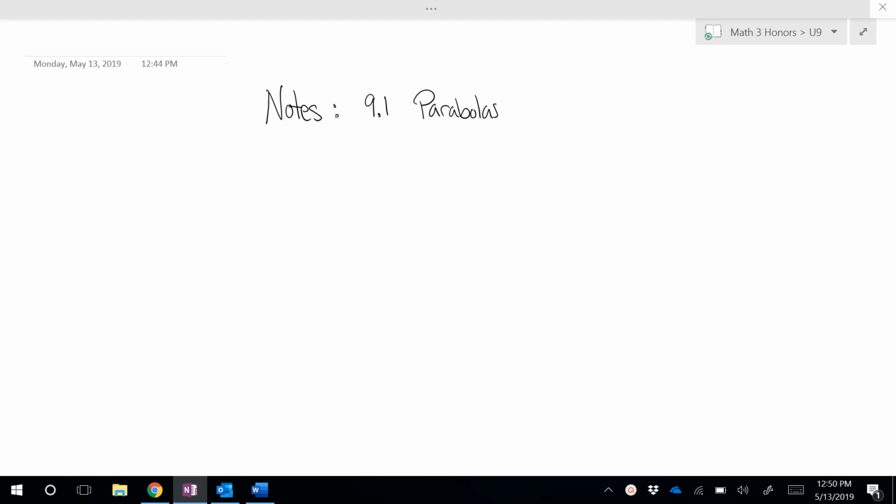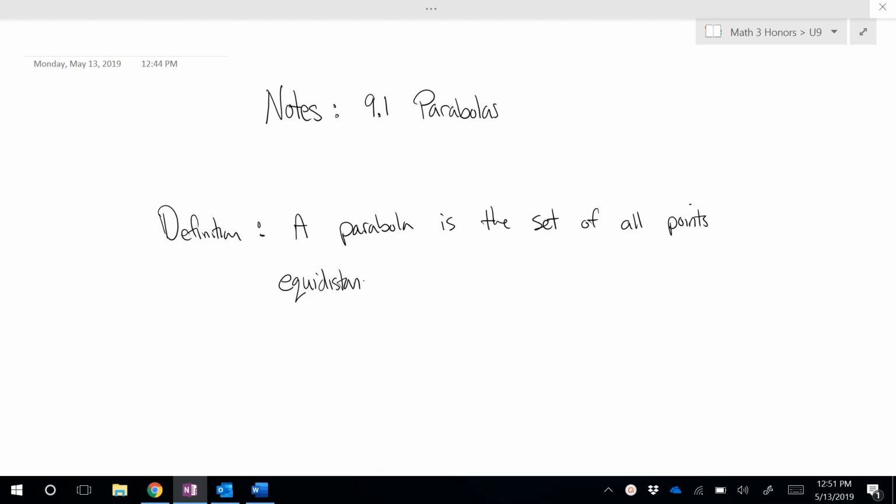So first of all, I'd like to start off with the definition of a parabola. A parabola is the set of all points equidistant from a given line and a given point.